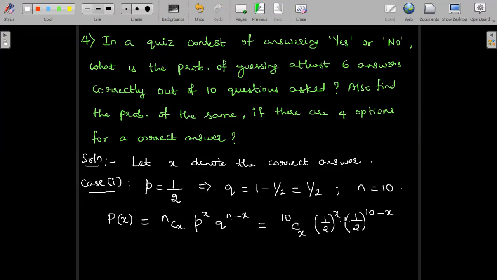So again, when the bases are the same, powers can be added. So we will rewrite the expression for P of X. It is 10Cx into 0.5 power 10. So therefore, P of X can be written as 10Cx into 0.5, 1 by 2 is 0.5, power 10. Of course, this is a very small value. Instead of writing down that small value, we will retain it as it is for the time being. So 0.5 whole power 10 into 10Cx.